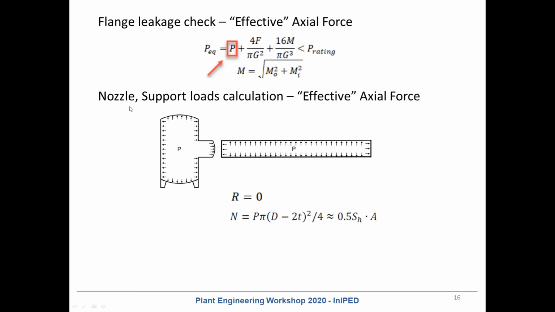What about nozzle and support loads on the pressure vessels, on the steel structures and others? In this case we should use the effective axial force too. Why? How to explain this? For example, imagine that we have a pressure vessel with an end cap and we have a pipe with two caps on both ends. So which force should we apply to the vessel nozzle?